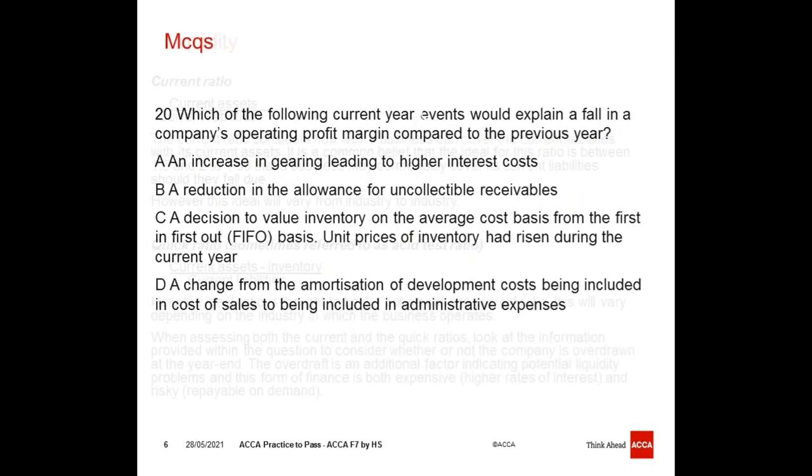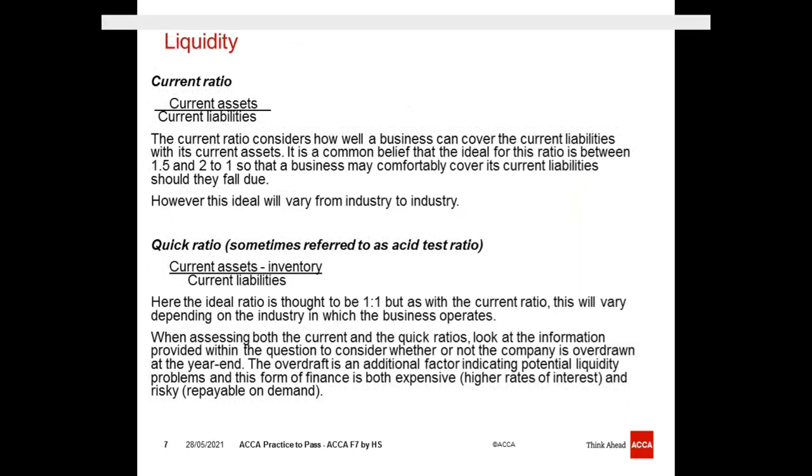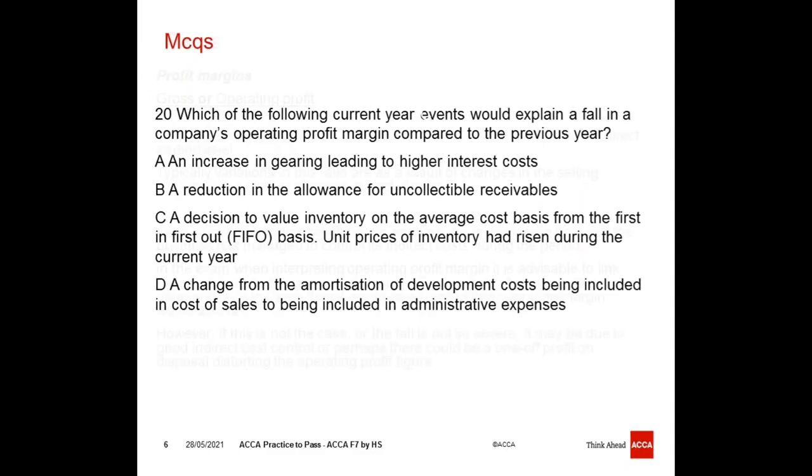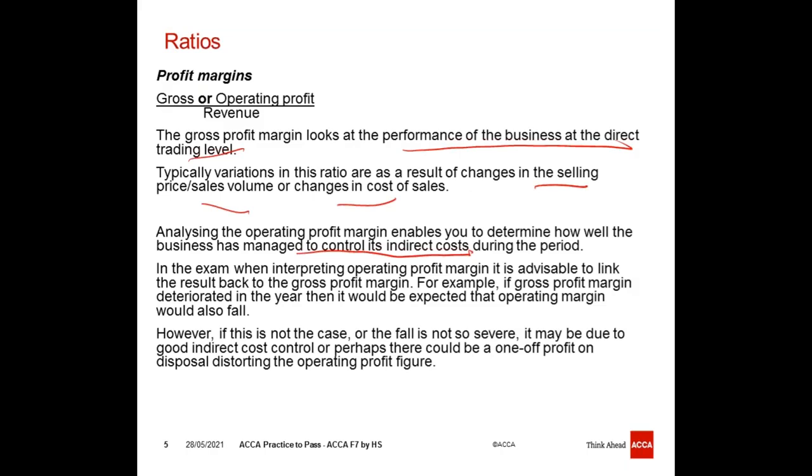We need to see whether your expenses or indirect costs are controlled or not. So when we are talking about the operating profit, it's better to link the answer with the gross profit, because if the operating profit margin is increasing, then definitely there must be an increase in the gross profit. The operating profit is derived from the gross profit. So if it is increasing, then it will have a positive impact on the operating profit as well.